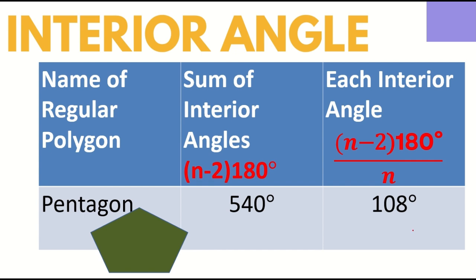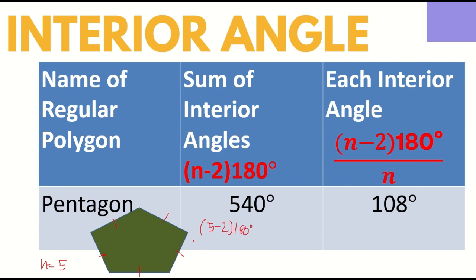Ilan ulit ang sides ng ating regular pentagon? That is, your n, or the number of sides, is equal to 1, 2, 3, 4, and 5. That is a 5-sided polygon, and that is 5 sides. So what is n minus 2 times 180 degrees? Substitute lang natin yan. So n is equal to 5 minus 2 times 180 degrees.